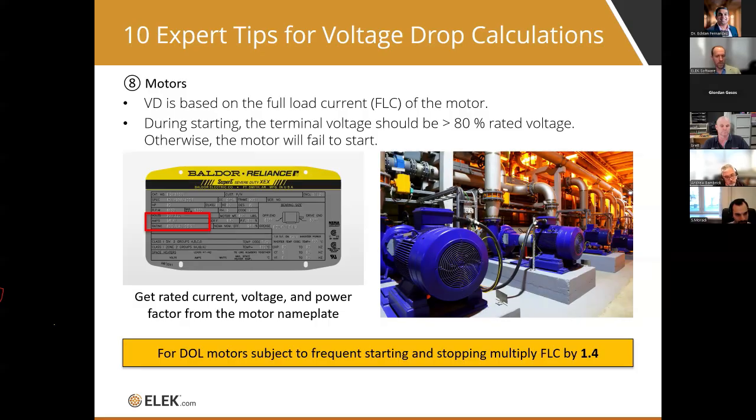There's a rule of thumb at the bottom of the slide that for DOL motors, considering starting and stopping, you should multiply the full load current by a factor of 1.4 for your cable sizing calculations. That's for a DOL, direct online motor.